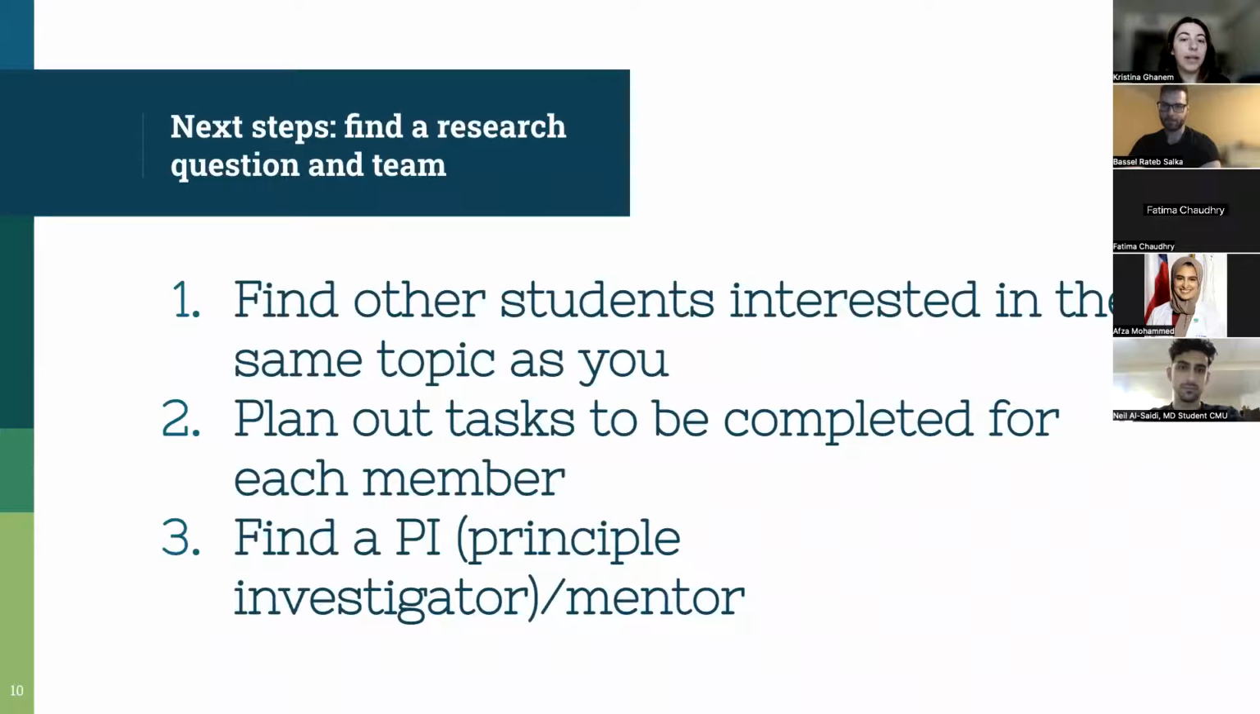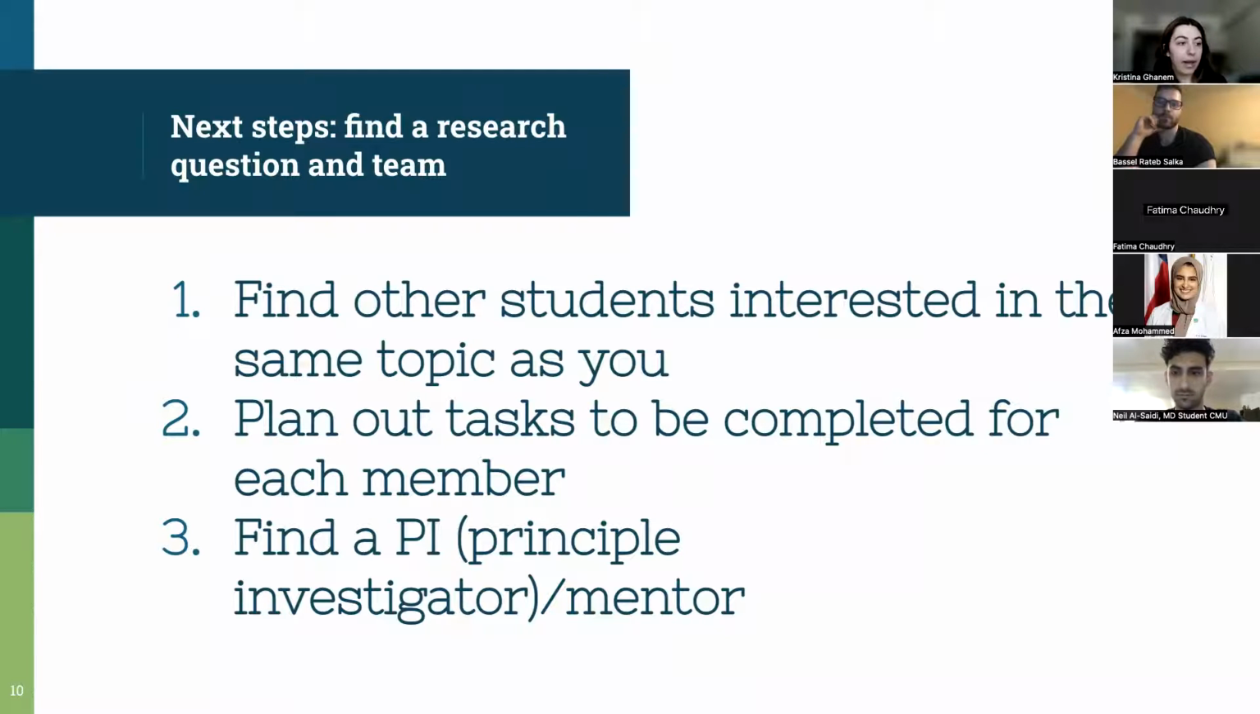Another thing is to plan out and delegate tasks to be completed for each member. Time management is super important. You guys are really busy and you have a lot going on. So make sure you plan accordingly, give each other time to work on stuff, and keep that open communication. And then another really important part is finding a PI. It doesn't have to be a specialist; it can be a generalist, a faculty member from your school, just anyone who is in the field. This is also going to help when it comes down to wanting to send your systematic review to different publications, different journals and stuff like that.